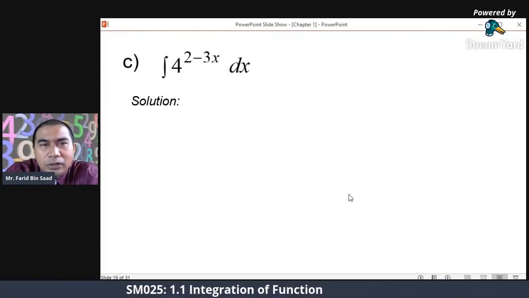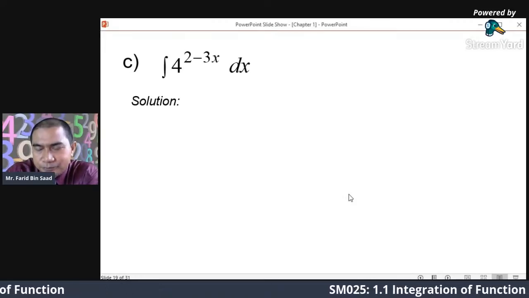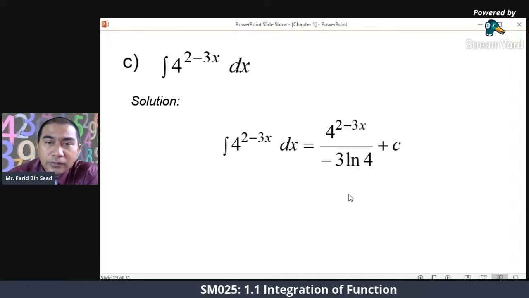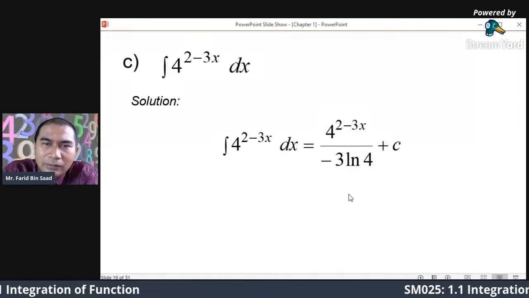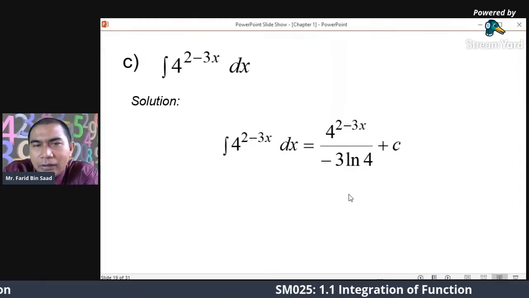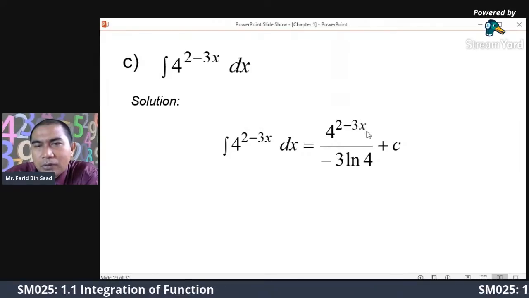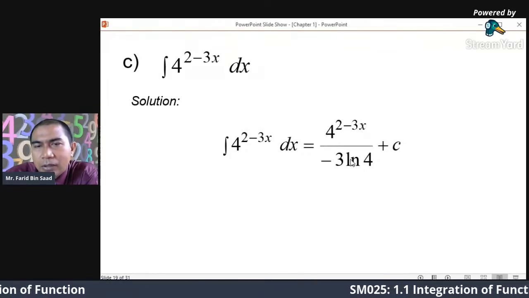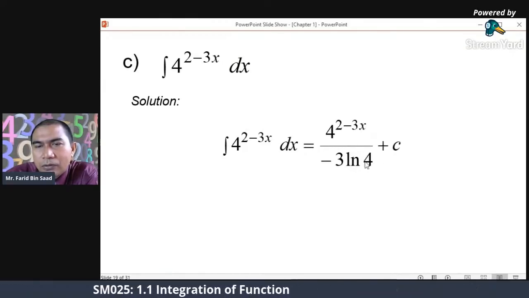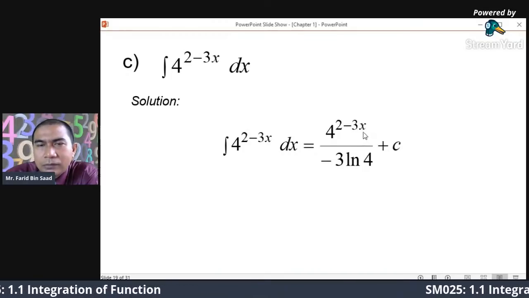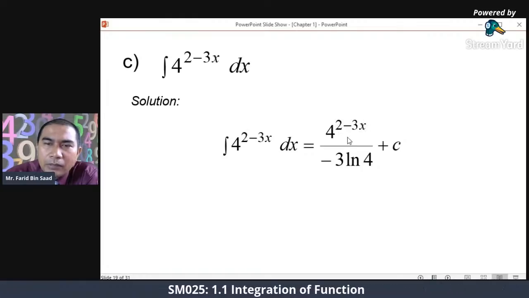Integrate 4 power of 2 minus 3x dx. Solution. When we integrate 4 power of 2 minus 3x dx, firstly, don't forget to put 4 power of 2 minus 3x dx, and then divided by ln to the base, so ln 4. And then what we have to do next is differentiate the power. When we differentiate the power, we get minus 3.